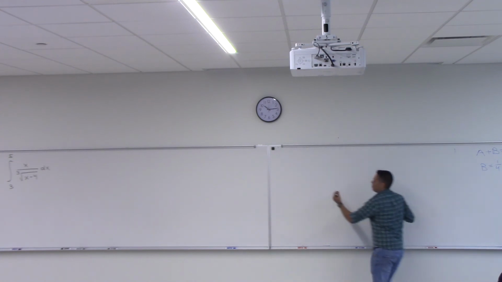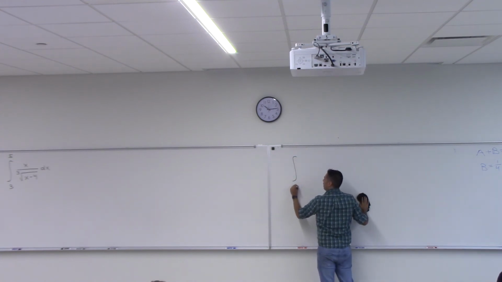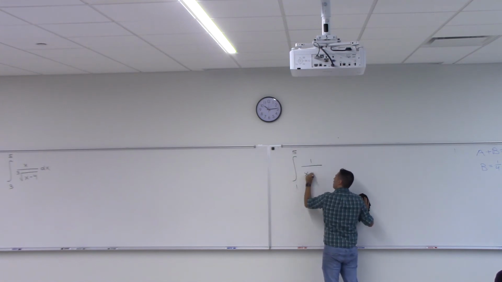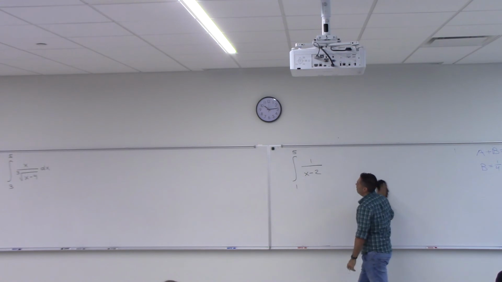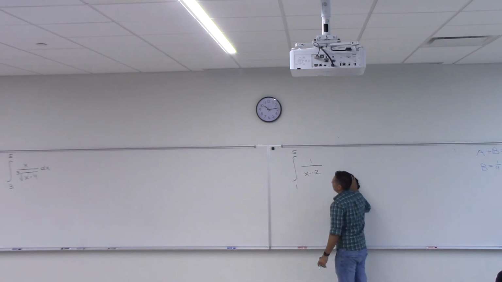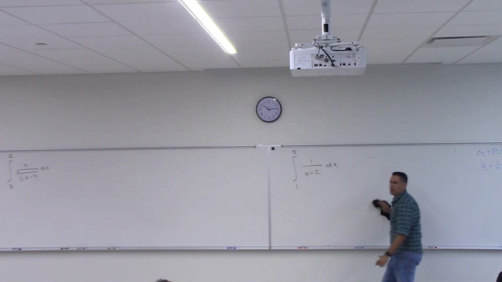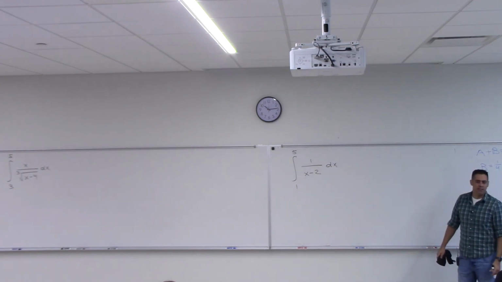Yeah, let me just do this real quick. So what if I had this? The integral from 1 to 5 of 1 over x minus 2 dx. Here's a major mistake, all right?